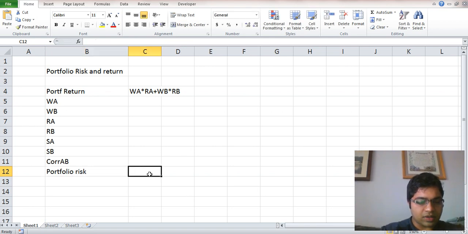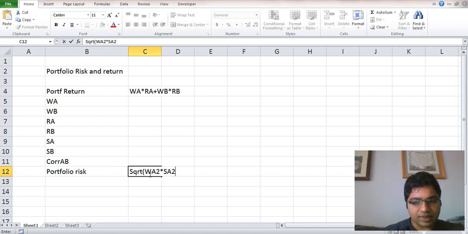is given as square root, SQRT, of weight of asset A the whole square multiplied by standard deviation A the whole square, plus weight of asset B whole square multiplied by standard deviation B whole square, plus 2 into weight of asset A multiplied by weight of asset B multiplied by standard deviation A multiplied by standard deviation B multiplied by correlation A and B. Okay, so this is the formula.